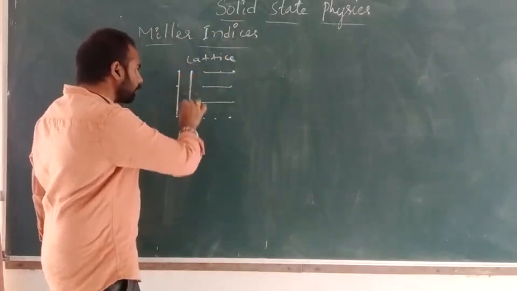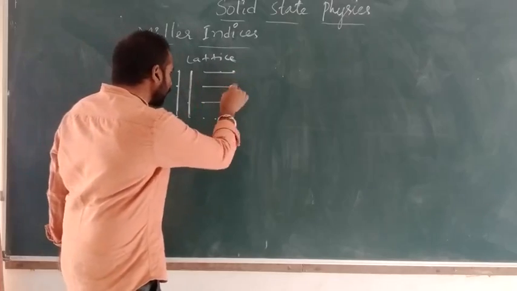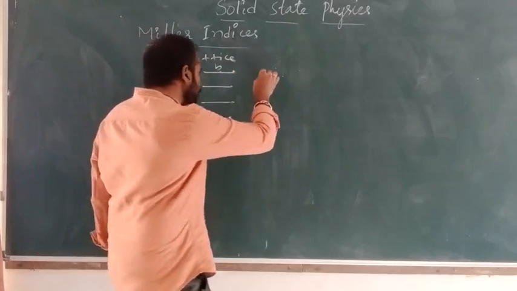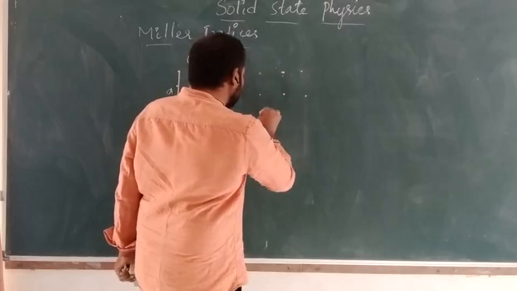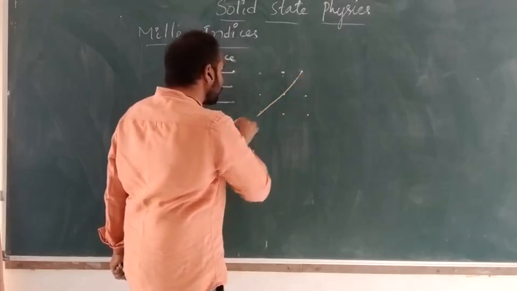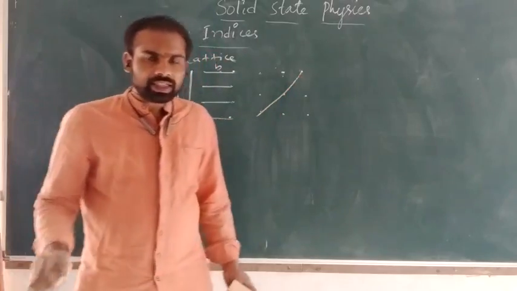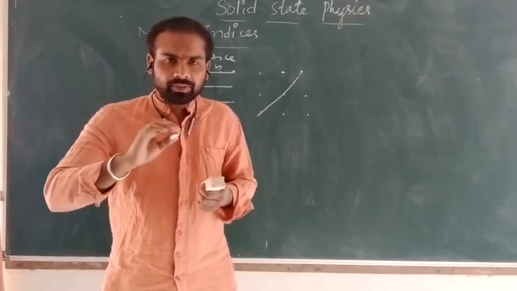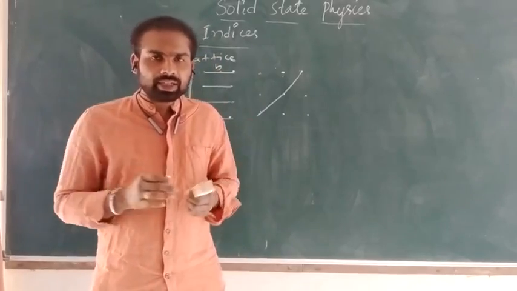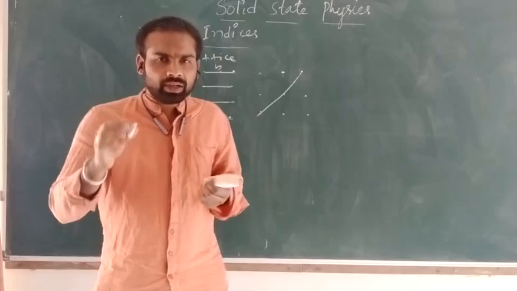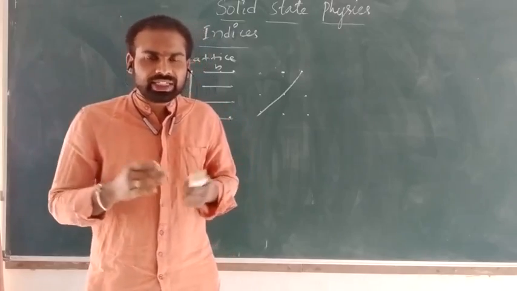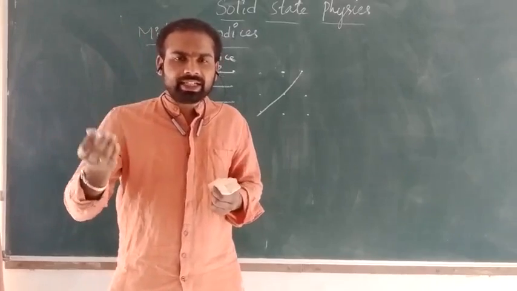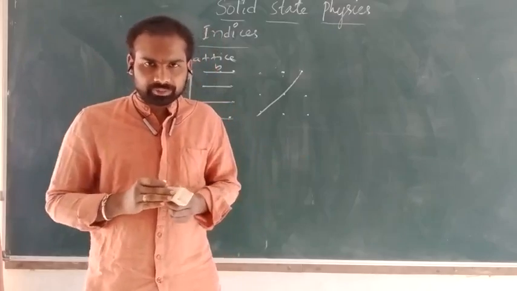We join some lattice points, and these are the other type of planes, A, B, and if we join the points like this, this is another plane, like that. There are so many planes in the space lattice. We can arrange so many planes by joining the lattice points in different ways. Now the problem is how can we designate these planes in the crystal system?